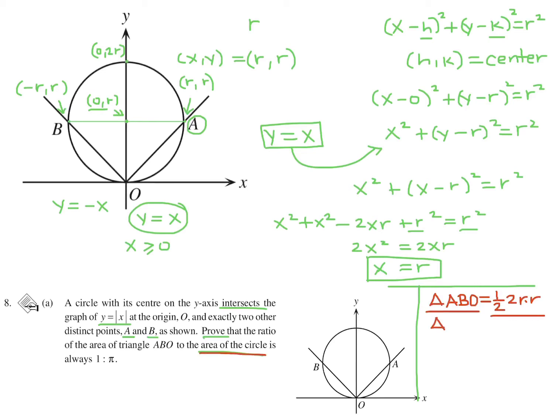Okay, area of circle. And what's that? Well, area of a circle is just pi r squared, right? And in our case, our radius is just labeled r. So that makes things pretty straightforward for us. So now what do we have here? We've got r squared over pi r squared. The r squareds cancel, and all you're left with is 1 over pi, which is exactly what they have. They've just written it in a different format, 1 colon pi, which is basically the same as 1 over pi. So there you go. We have proven what they've asked.